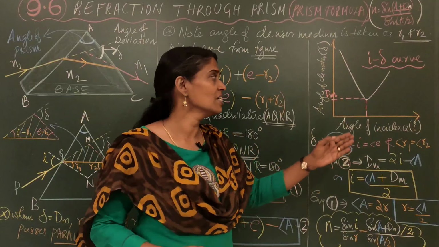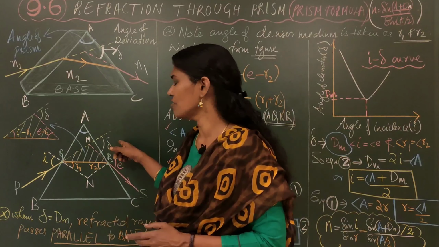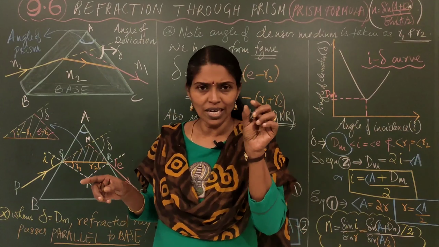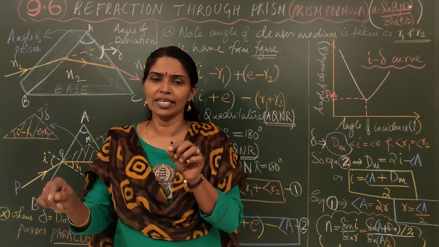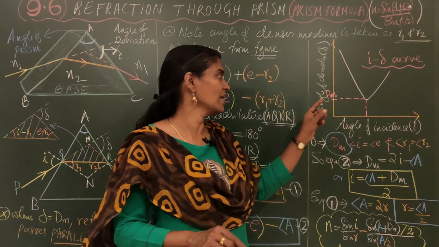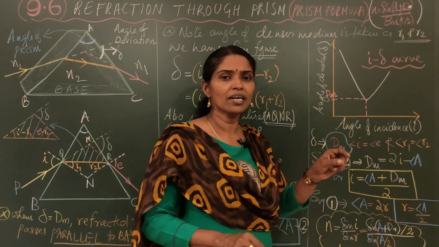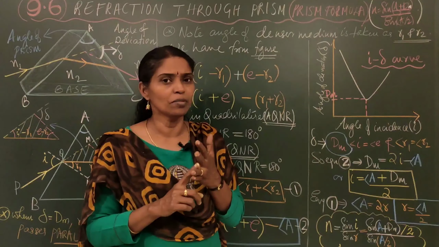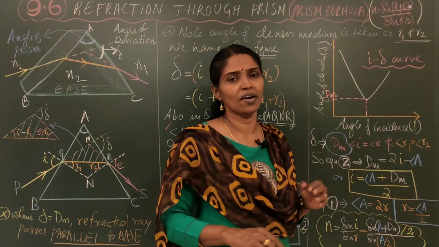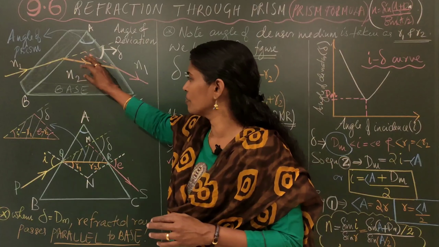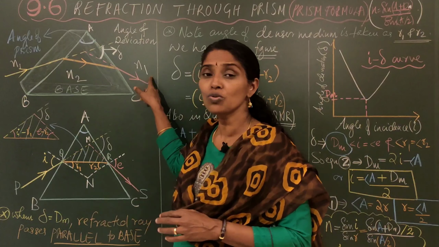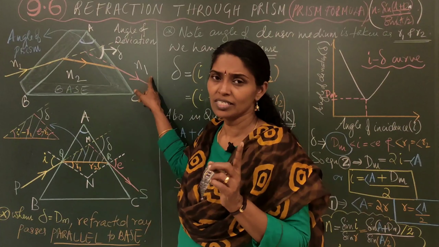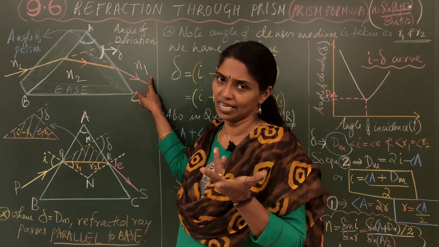How to get the graph? Take different values of I, and for each particular value of I, find the value of delta. Plot a graph, then you will get a minimum point, which is known as the minimum deviation. So knowing the angle of the prism and the minimum deviation, you can easily find out the refractive index of the prism with respect to air, meaning the absolute refractive index.